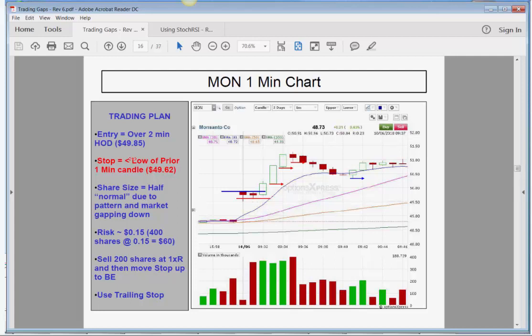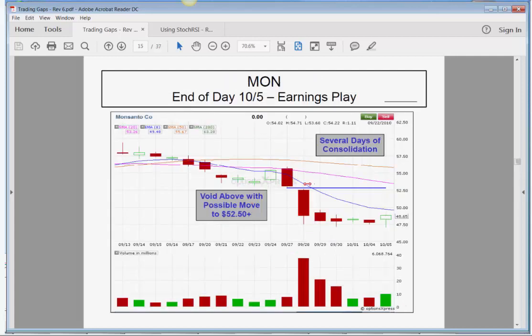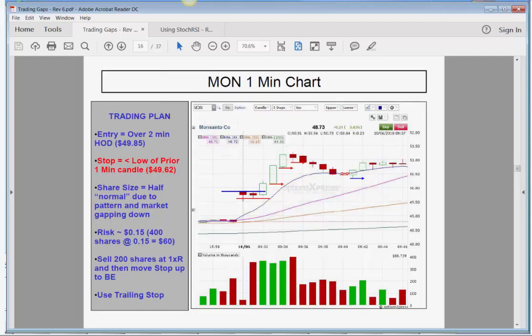If I'm looking for a breakout above $49.85, looking at a stop below 49.62, I took share size about half my normal due to the pattern itself. This day right here, it doesn't have unlimited. It's going to get the 52.50 or above like that. I wanted to have less risk because the market was gapping down, and this is going against the market. So it's basically the salmon swimming upstream.